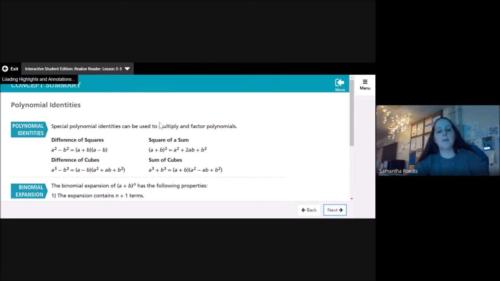All right, so concept summary. Overall, you have polynomial identities, which are special polynomial identities, can be used to multiply and factor polynomials. Difference of squares, square of a sum, difference of cubes, and sum of cubes. I would recommend that you memorize these. Okay, they will be very helpful for you.